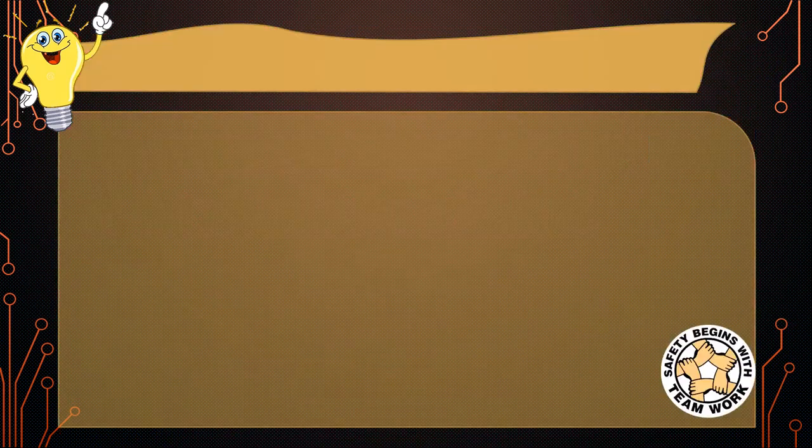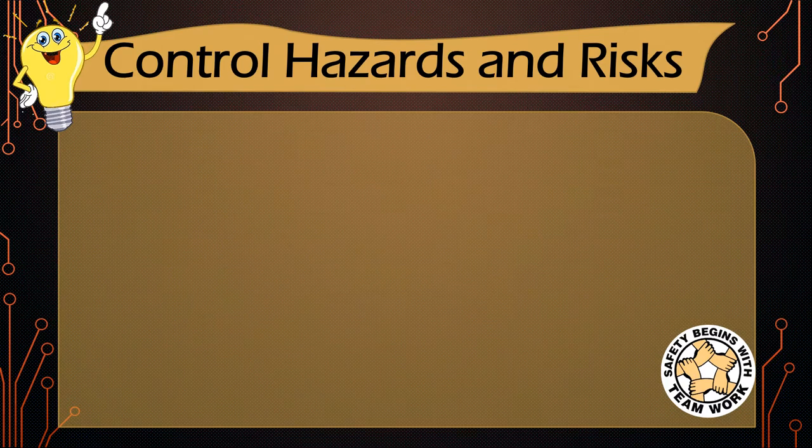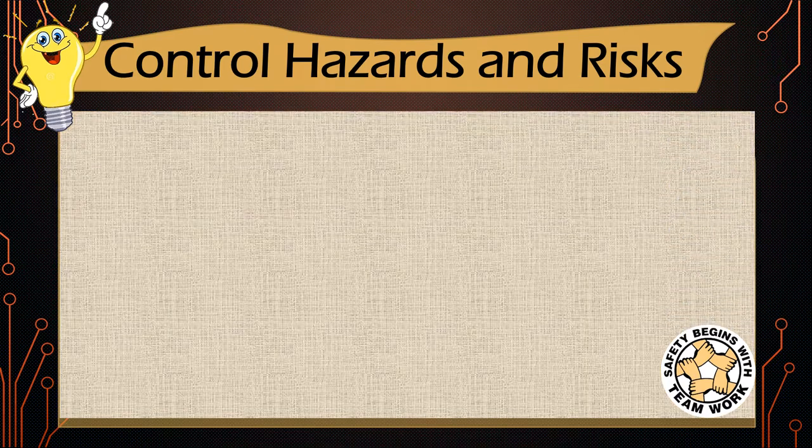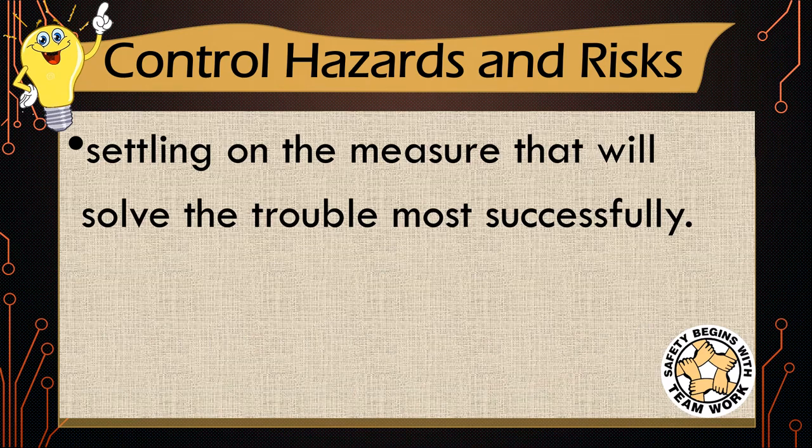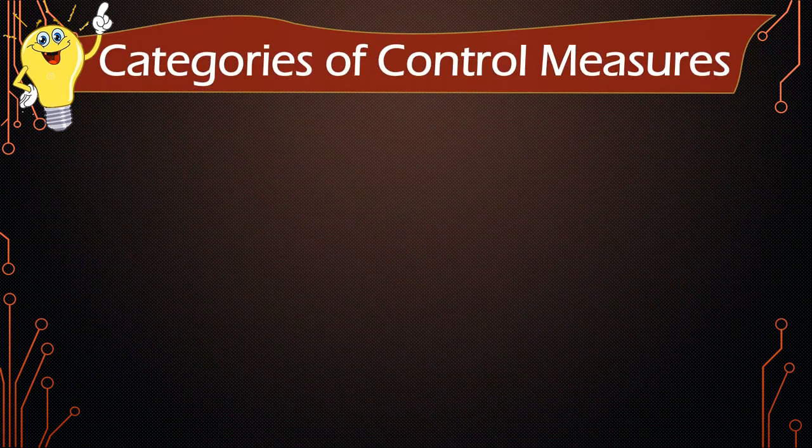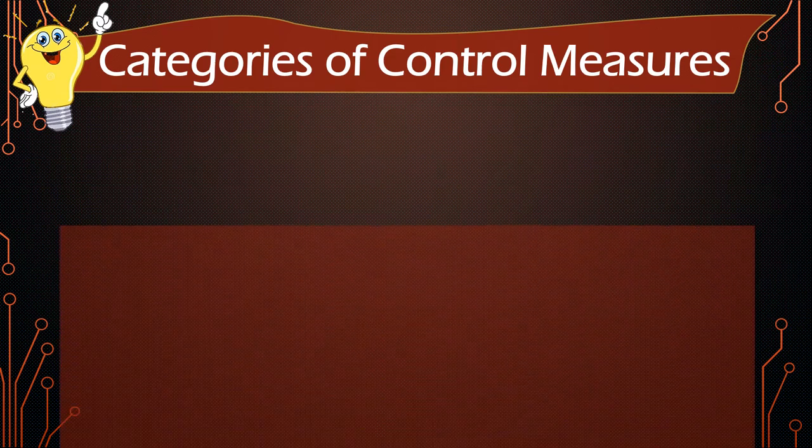How do we control these hazards and risks? Selecting an appropriate control is not always easy. It often involves doing a risk assessment to evaluate and prioritize the hazards and risks. In addition, both normal and any potential or unusual situations must be studied. In this manner, let us study the categories of control measures.